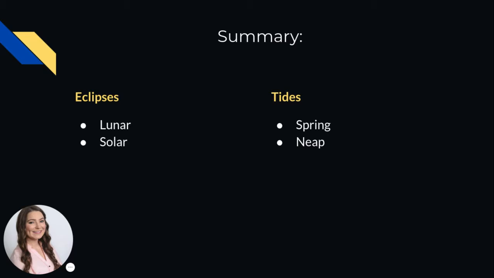There are two major types of tides. We have the spring tides, which cause one pair of large tidal bulges when the moon is in the full or new moon phase, and neap tides, which cause two pairs of smaller tidal bulges when the moon is in the first and third quarter moon phases.